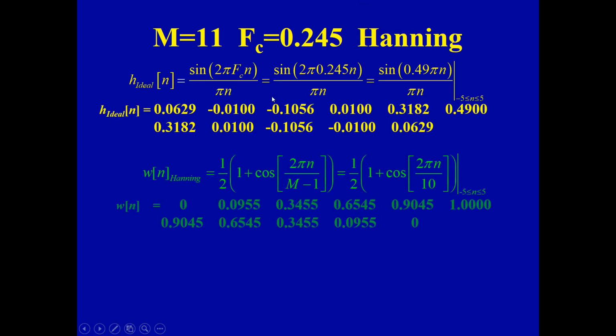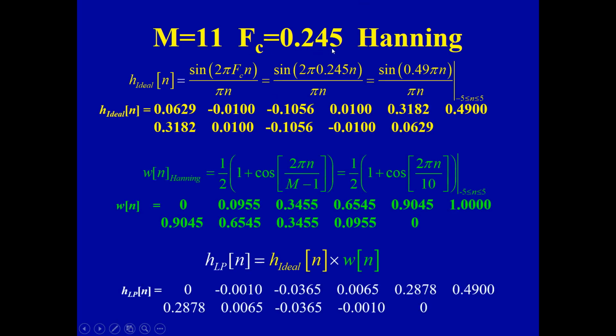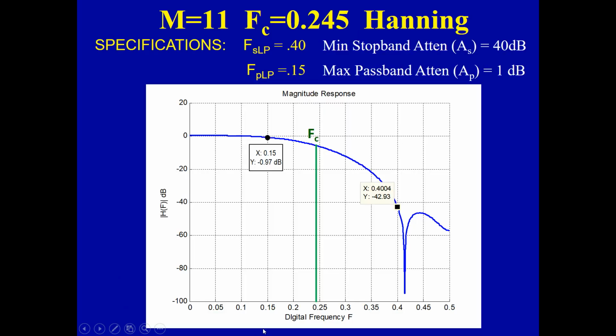And so dropping the cutoff frequency to 0.245 and using an 11 length filter, we follow the same process. We use a capital M equals 11. N values now go from -5 to +5 instead of -6 to +6 for both the ideal impulse response and the Hanning window. Multiplying those together, we get this impulse response for the windowed filter. Plug that into MATLAB and see what we get.